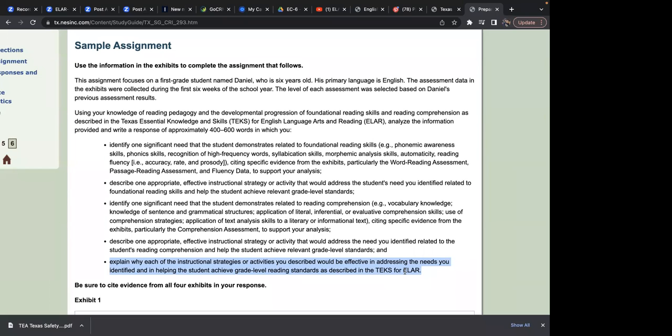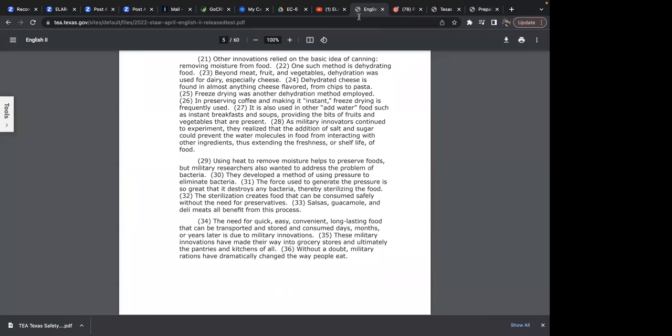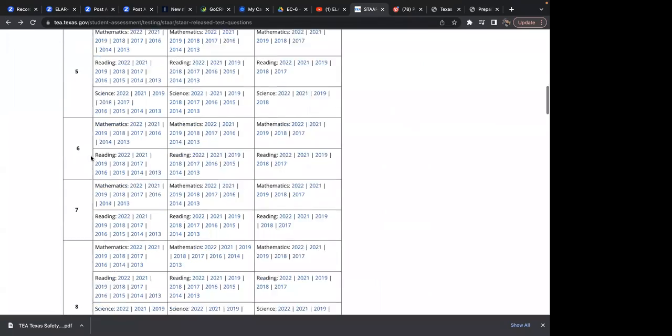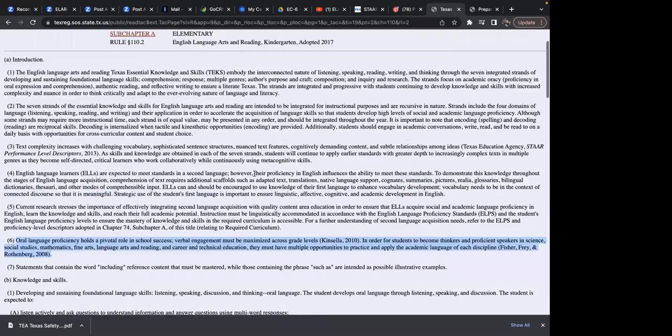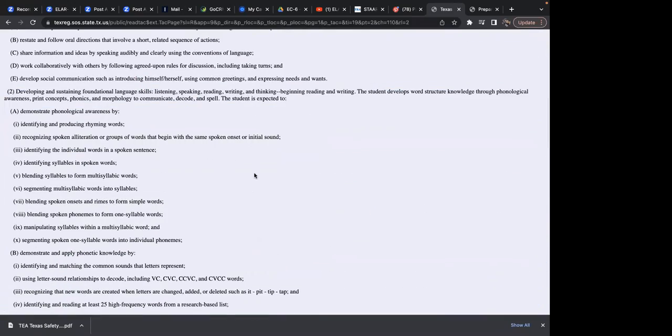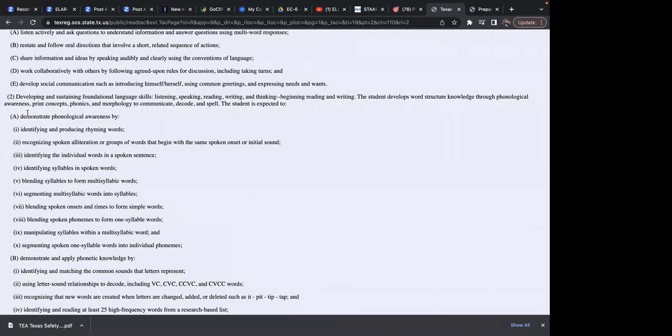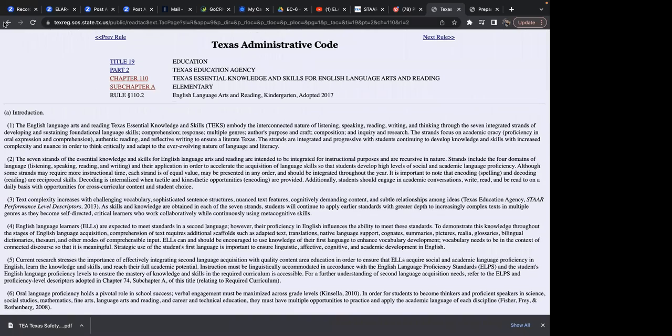So the TEKS for ELAR are your reading goals. The reading goals in ELAR are the same goals for the science of teaching reading. Your analysis of your TEKS is very, very important. For beginning reading and writing, we don't jump to, let's start reading words. We start with demonstrating phonological awareness, beginning these things in kinder. Then in first grade, it's different.